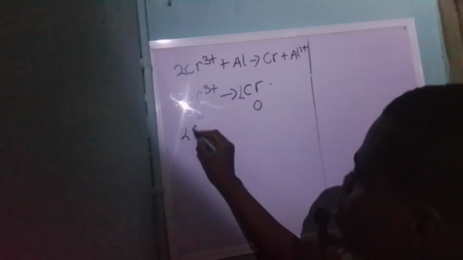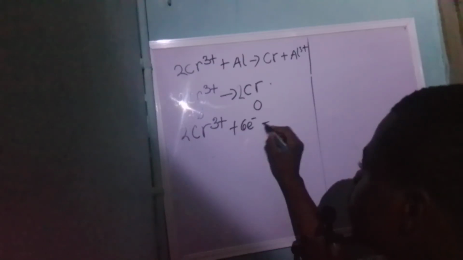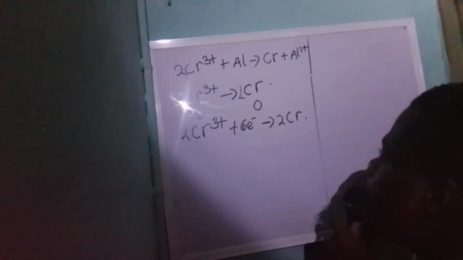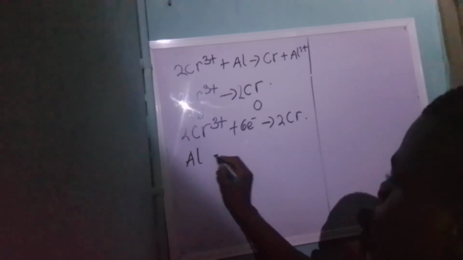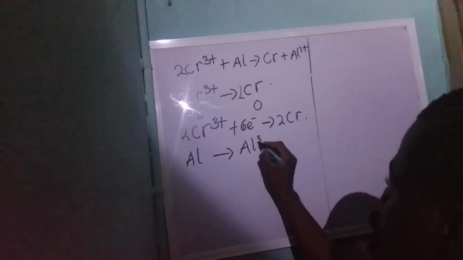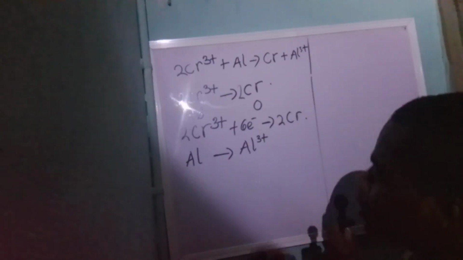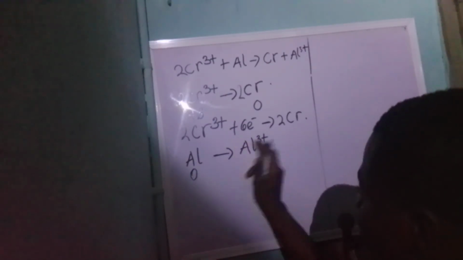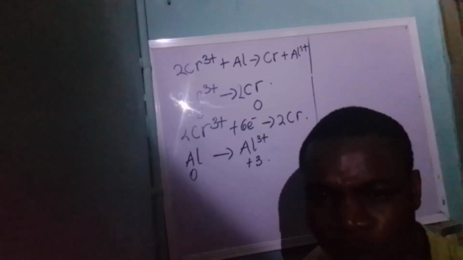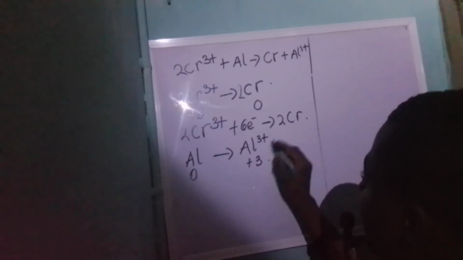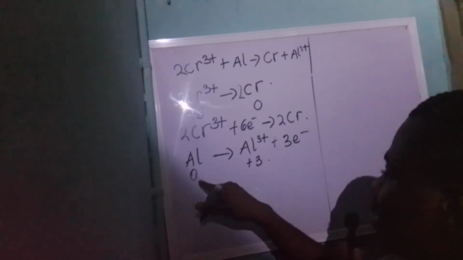Now I have 2Cr3+ plus 6 electrons to give 2Cr. Are we there? Now let's check the next one. I have Al to Al3+. Here, 1 and 1 are balanced atomically. Here I have 0, and here 1 times plus 3 gives plus 3, but it is not balanced in charge. What are you going to do? I'm going to add 3 electrons to this side, because 3 minus 3 is 0.